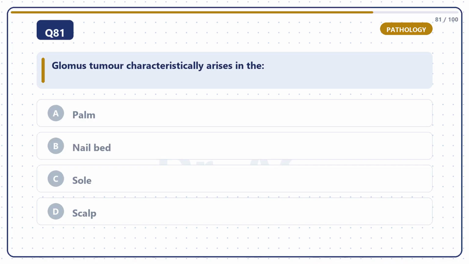Question 81. Glomus tumor characteristically arises in the: Option A. Palm. Option B. Nail bed. Option C. Sole. Option D. Scalp.